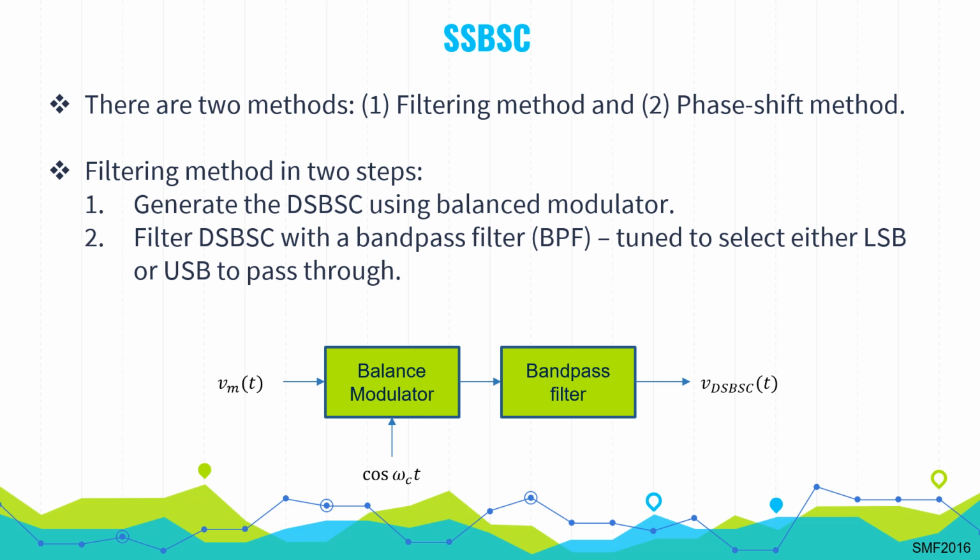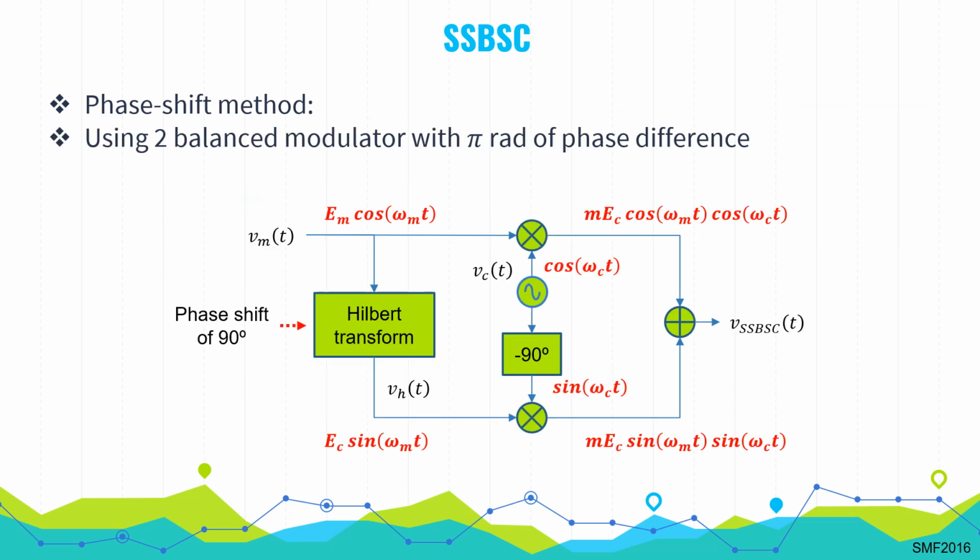Now let's move on to the generation of SSBSC, single sideband suppressed carrier signals. There are two main methods for generating SSBSC signals: one, the filtering method, and two, the phase shift method. In the filtering method, the process involves two steps. One, first, generate a DSBSC signal using a balanced modulator. Two, then use a bandpass filter, BPF, to select either the lower sideband, LSB, or the upper sideband, USB. This method is straightforward but requires a highly selective bandpass filter to isolate the desired sideband.